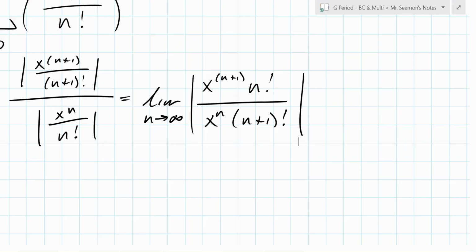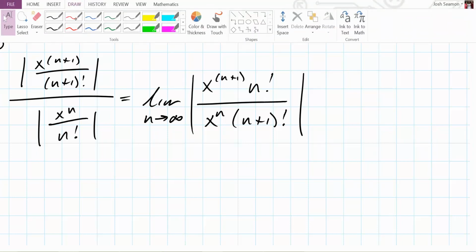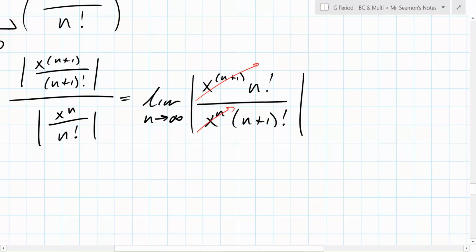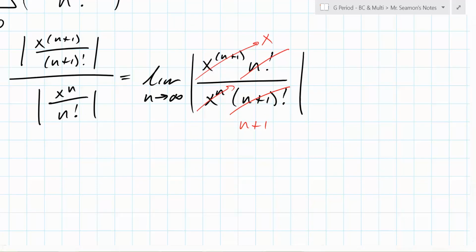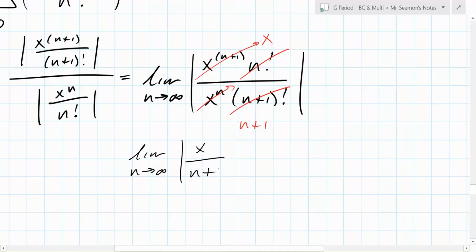Okay, you have to be really careful about your cancellations, right? You have to be super careful. If you cancel here and here, what do you end up with on top? X to the 1, because what do you do with exponents when you divide? Subtract. And then if you cancel this, what are you left with down on the bottom? N plus 1. So this says the limit as n goes to infinity of the absolute value of x over n plus 1.